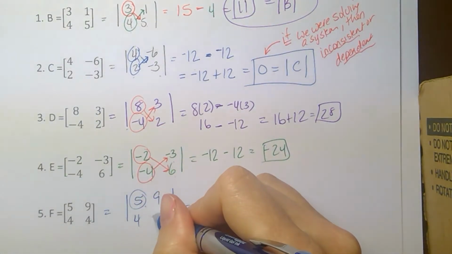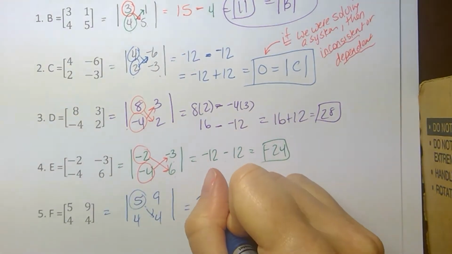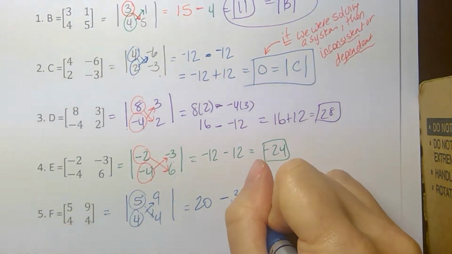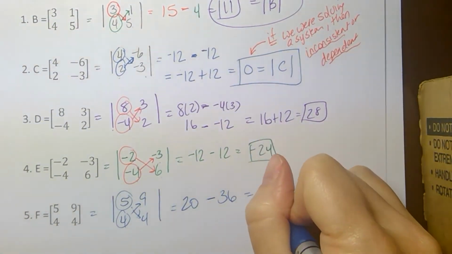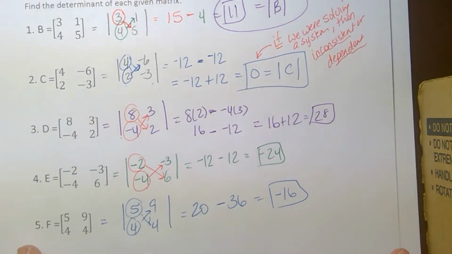Always start in that upper left position. So I have 5 times 4 is 20 minus, and then 4 times 9 is 36. And 20 minus 36 is a negative 16. So my determinant could be positive, or it could be negative, or it could be 0.